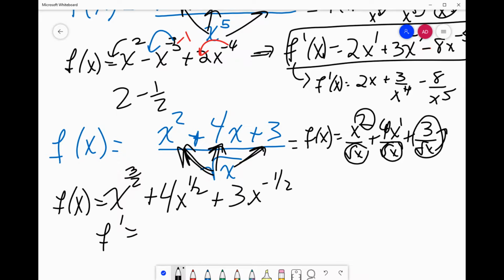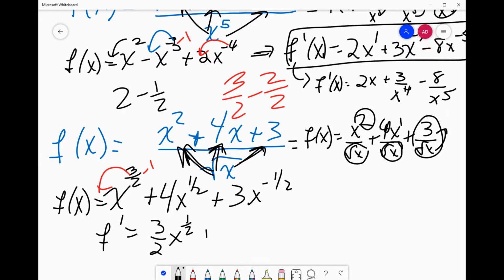All right, so f prime. Here we go. 3/2 comes down in front. Bam! It took a lot of effort to get down there, and it had to lose a power. I subtract 1 from this: 3/2 minus 1 is like saying 3/2 minus 2/2, which is 1/2. Next, 1/2 comes down in front. 4 times 1/2 is 2. But take 1 away from that power, and it becomes a negative 1/2.